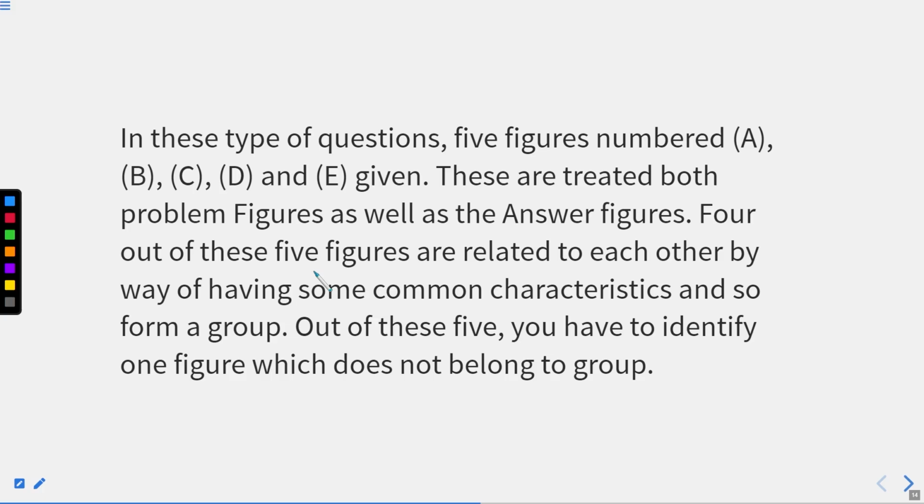So from the group, out of these 5, you have to identify that one figure that does not belong to the group. The first statement can be 'not belong to the group', the second can be 'odd one out', right? I hope this part is clear, right? So you have to check this part in this particular chapter, right?